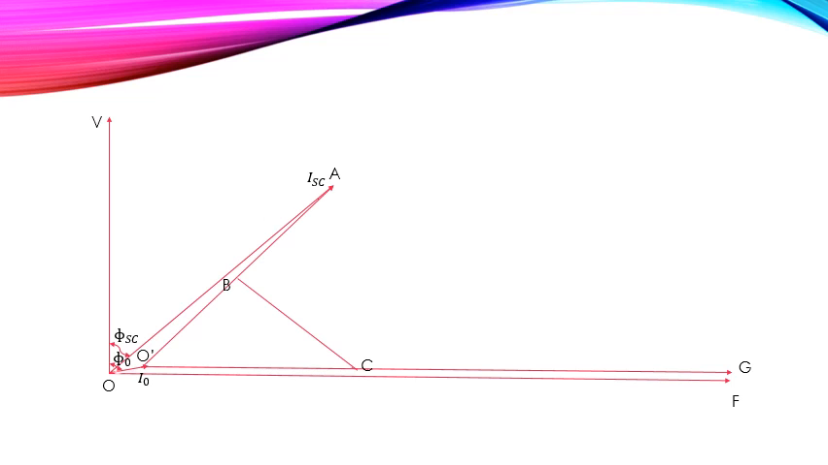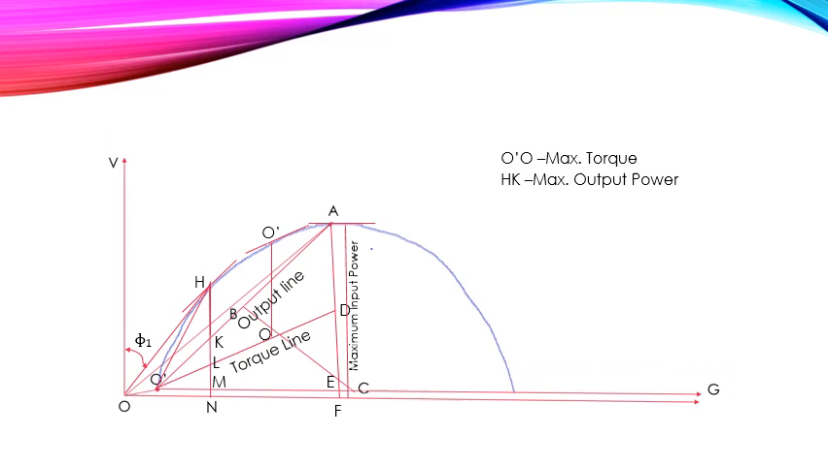So with C as the center and O dash C as the radius, we can draw the semicircle, and that is shown on the next slide. So here with C as the center and O dash C as the radius, we have drawn a semicircle.